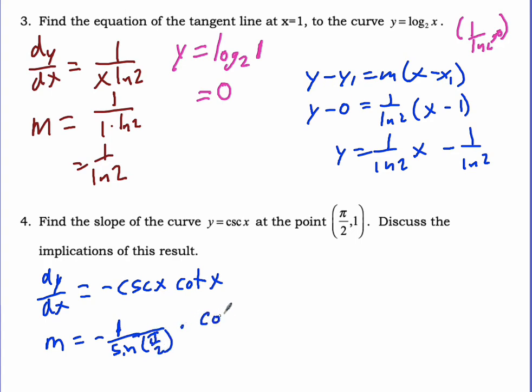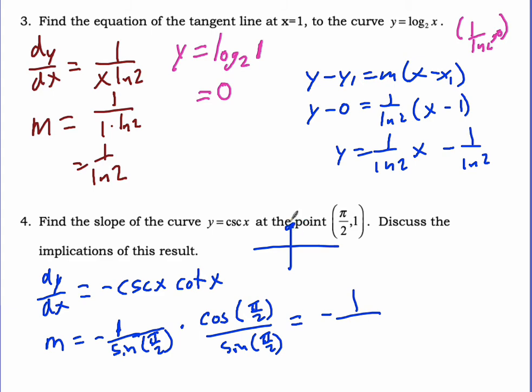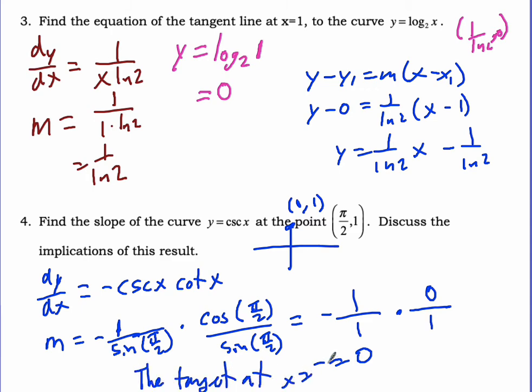times cosine. So tangent is sine over cosine, so cotangent is cosine over sine. So cosine pi over 2 over sine pi over 2. Okay, so that's negative 1 over sine pi over 2. That's 0, 1, so sine is 1. And cosine pi over 2, though, is 0. So the whole thing is 0. Okay, so discuss the implications of the result. The tangent at x equals pi over 2 is horizontal, I suppose you could say.